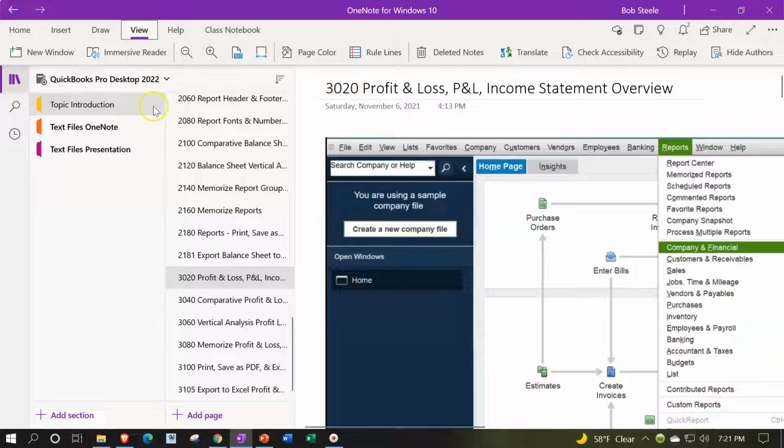Topic introductions are designed to give an introduction to the topic, provide screenshots and links where applicable, give accounting background to complement the presentations, and provide those screenshots that can be used to follow along with the presentations if you don't have access to the software at that time.